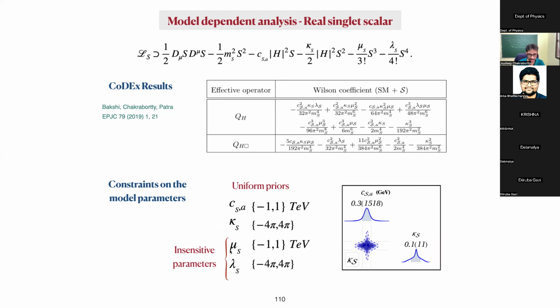So that's why in this analysis, you better set them to be 0, and you say, I have a theory with 2 parameters which are sensitive to my observables. And if you perform the fitting, then you basically get this kind of a bound on these 2 parameters.